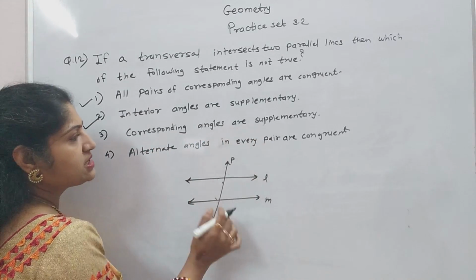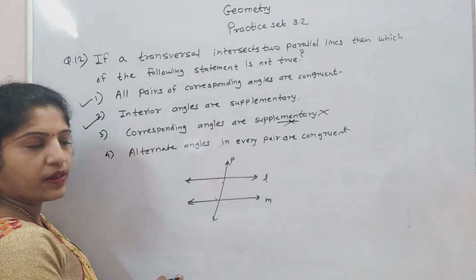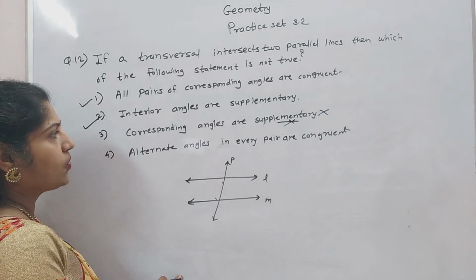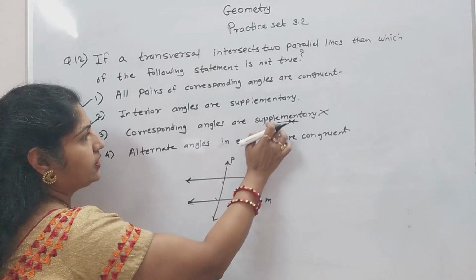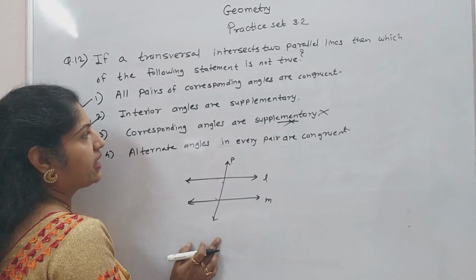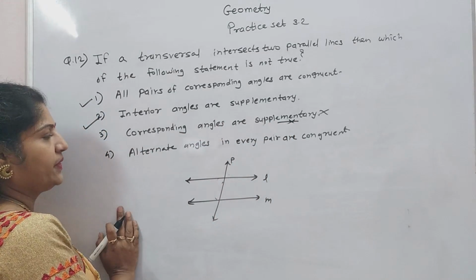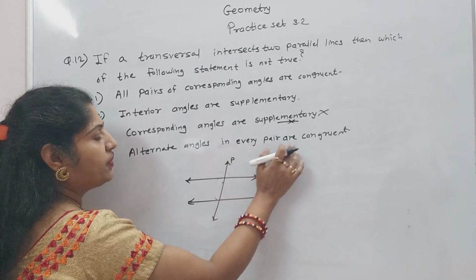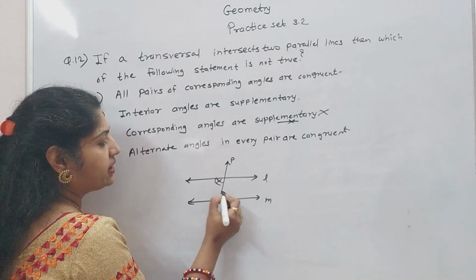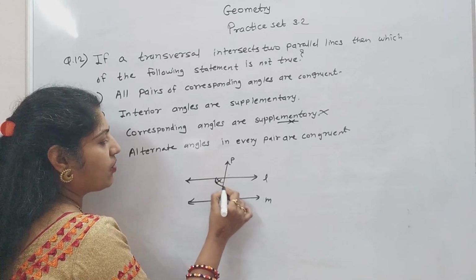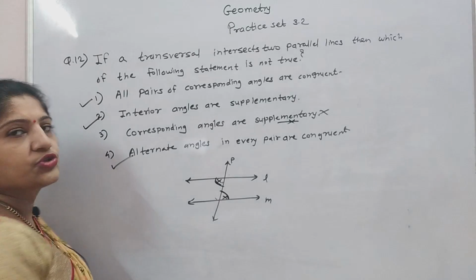Corresponding angles are supplementary, not right. This is wrong. Corresponding angles are congruent, but here it is written that corresponding angles are supplementary. This is the wrong statement. Alternate angles in every pair are congruent. These are the alternate angles and these angles are congruent. This is the right statement. So our answer is option number 3.